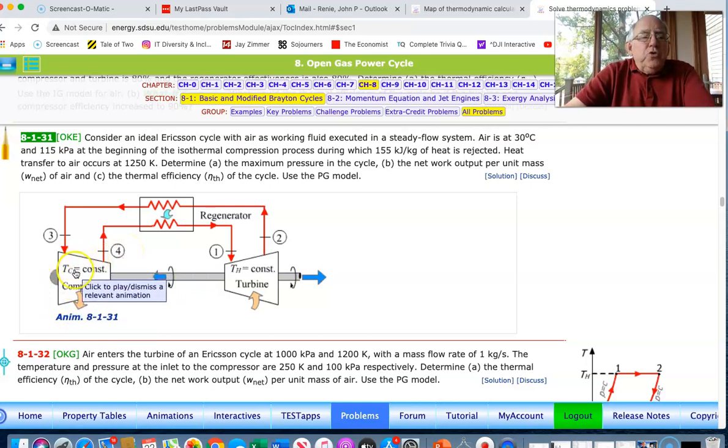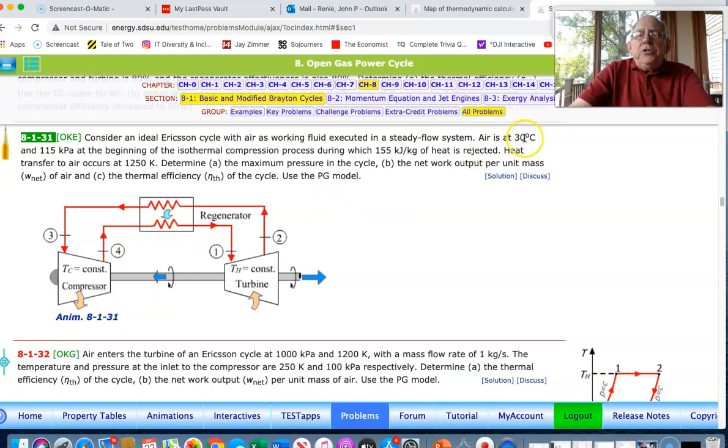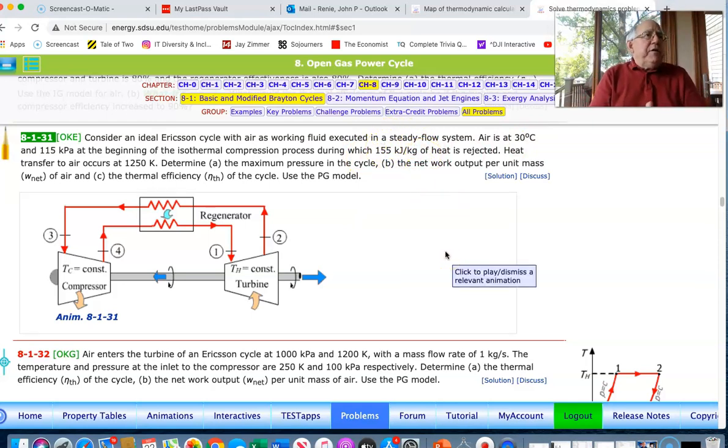What we assume is that during the compression process, there is a rejection of heat. That rejection of heat is reversible in nature. It occurs at a constant temperature to a constant temperature reservoir, and the amount of rejected heat is 155 kilojoules per kilogram.